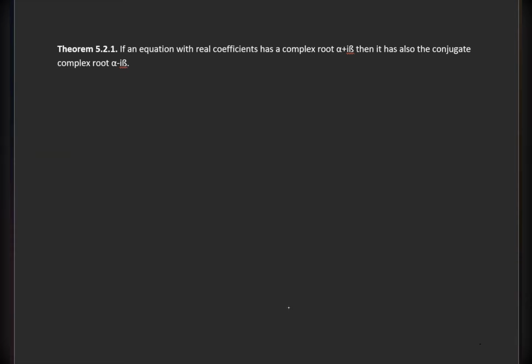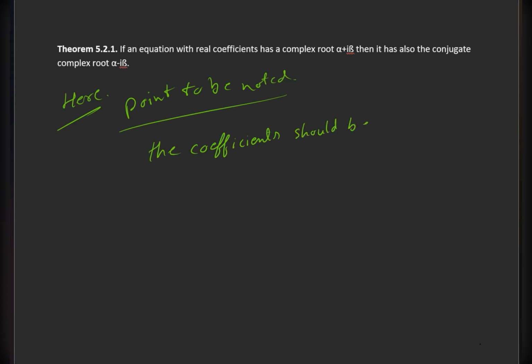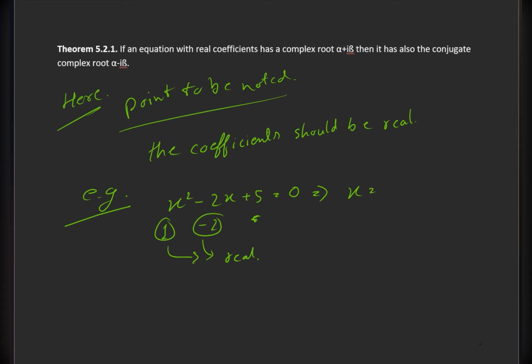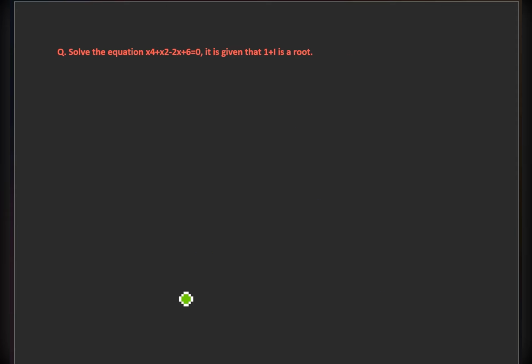So next, theorem 5.2.1. Here, the point to be noted is that in the equation, the coefficients should be real. For example, x square minus 2x plus 5 equal to 0. Here x square has 1 and x has minus 2 as coefficient, which are real. So if we solve it, we will get 1 plus minus 2i. So we can write 1 plus 2i and 1 minus 2i, which are conjugate to each other. So let us solve a problem now.